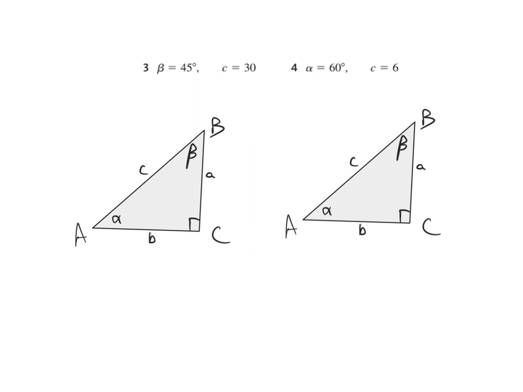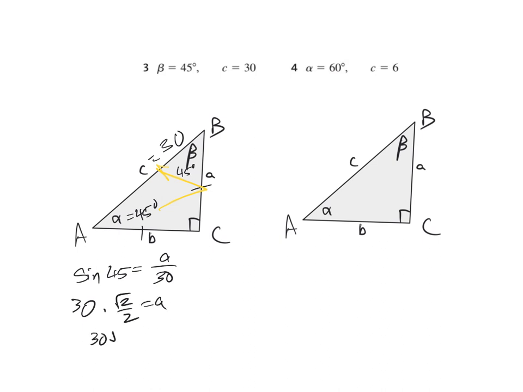So again, number three, we're at 45 degrees here, which makes this 45 degrees, and A and B are the same. C is 30, so now how do we get A and B? Since they're the same, we can use our trig functions, or you could use the Pythagorean theorem. I'm going to use the trig functions, and so should you, because you're going to get really good at them if you do. So if I want opposite over hypotenuse, that's sine. So the sine of 45 is equal to A over 30, or 30 times the square root of 2 over 2. All right, so 30 square root of 2 over 2 is going to be 15 square root of 2. And that's both A and B because they're the same. All right, and now we go on.